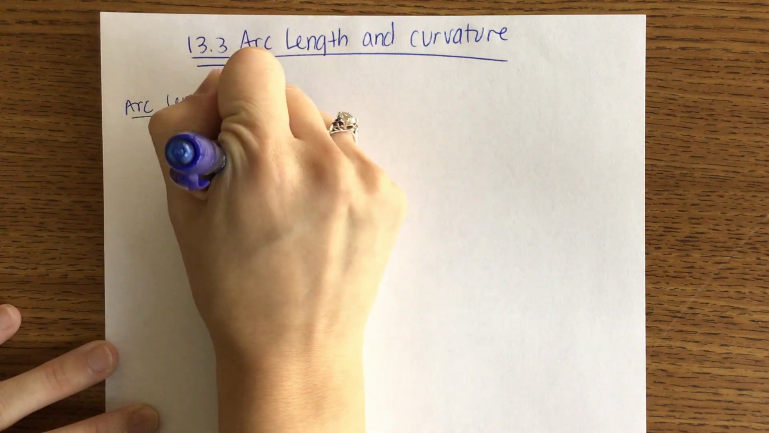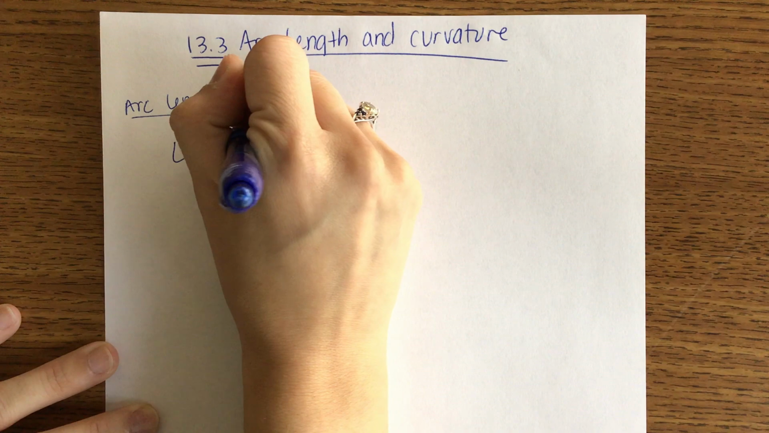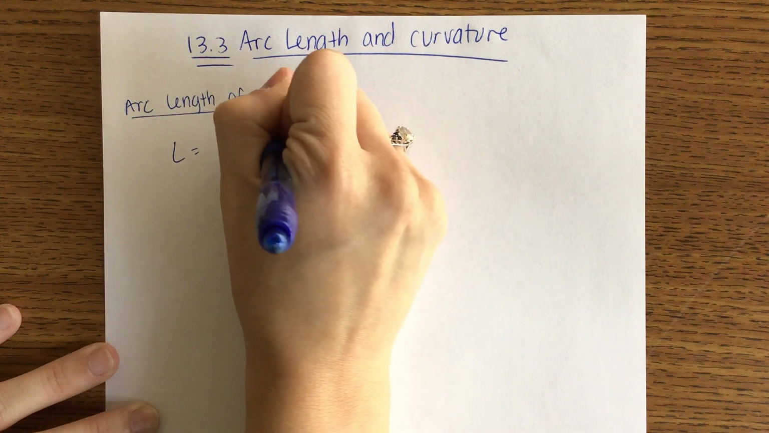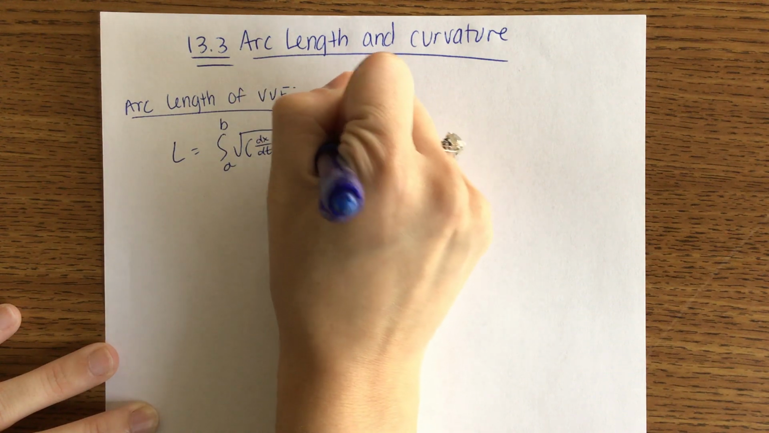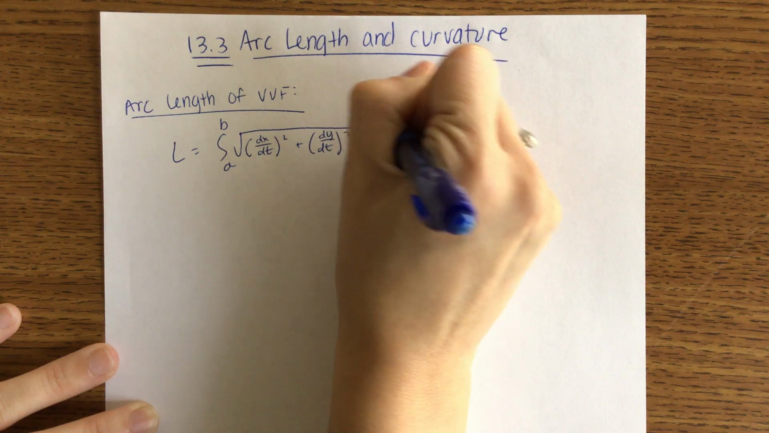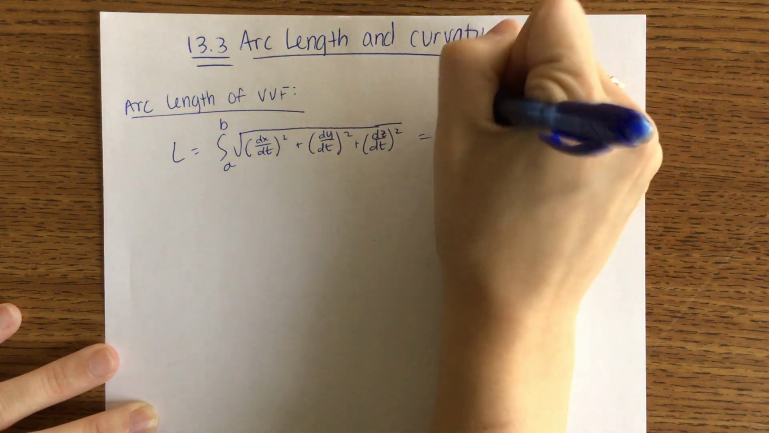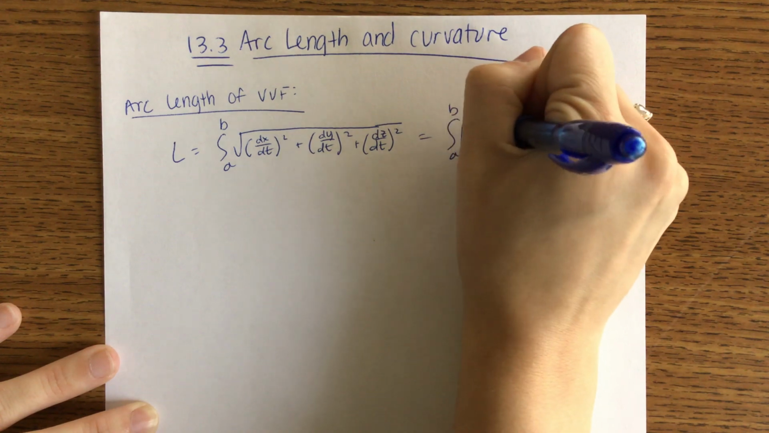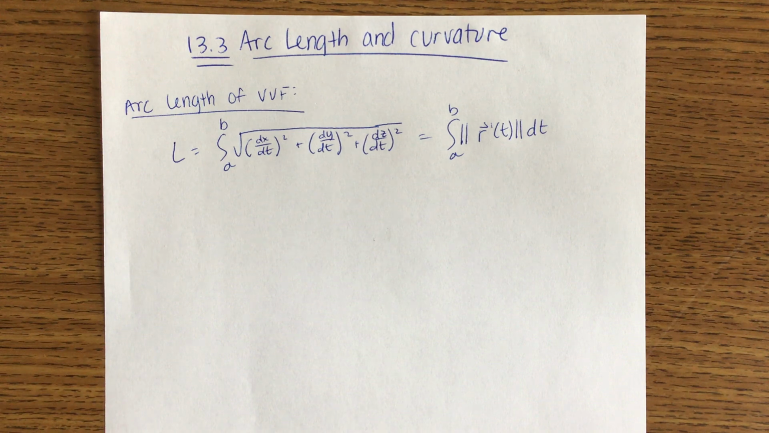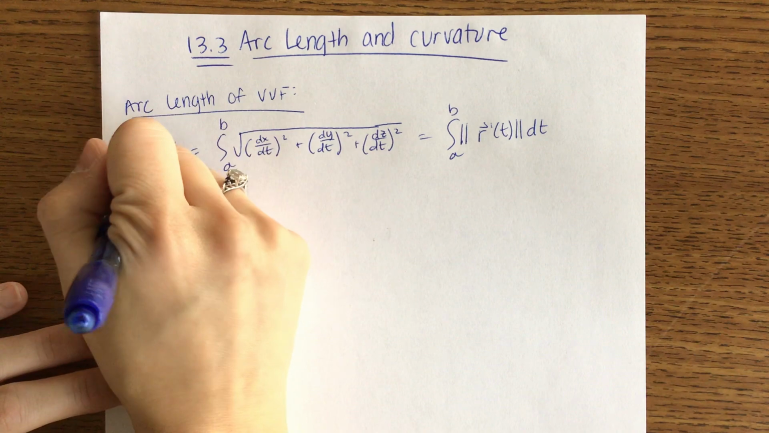Normally we use L. It's the integral from a to b of the square root of dx/dt squared plus dy/dt squared plus dz/dt squared. It's the same as the integral from a to b of the norm of r prime of t. Okay, so like I said, we're going to set up an example, but we're probably not going to do all the integration because I think you guys can probably integrate it just fine.